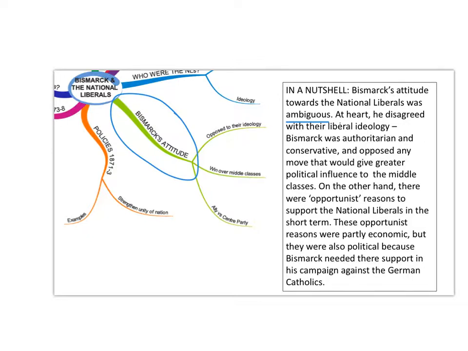Okay, at heart, Bismarck, of course, again, think of our social pyramid. Bismarck was from the upper level. Okay, he was an upper class. He was a Prussian Junker. So the head of the new German government, like the Kaiser, basically believed that power should lie with this group, the upper classes. And of course the National Liberals were from the middle classes.